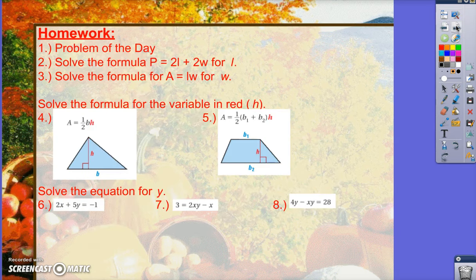Okay, that's it for the lesson. I want you to pause here and complete the homework. We have 8 problems there. Read through each of them. Problem of the day for number 1, 2 and 3, we rearrange the formulas. Same with 4 and 5. We're looking for h, but there's a picture that translates with it as well. And then we're going to solve the equation for y on 6, 7, and 8.